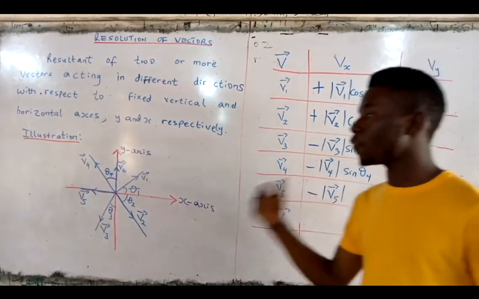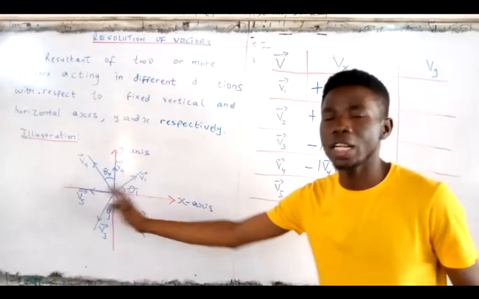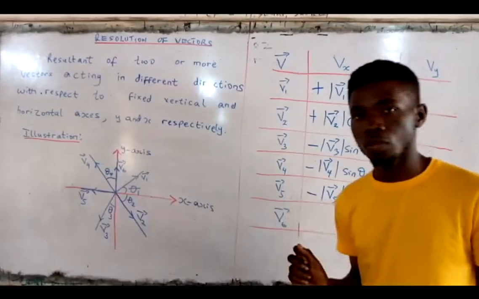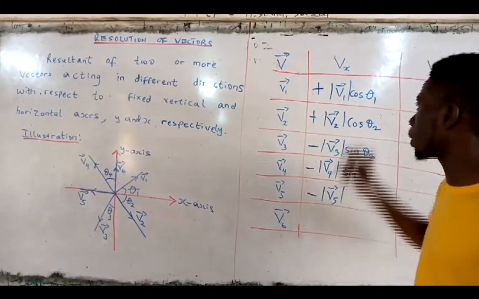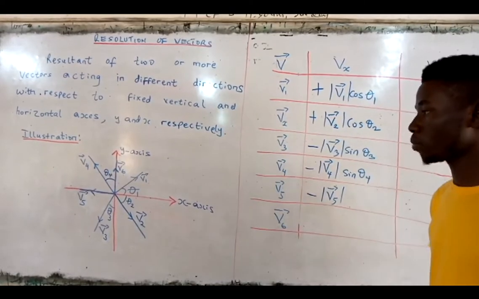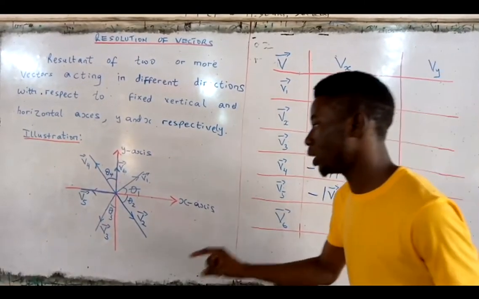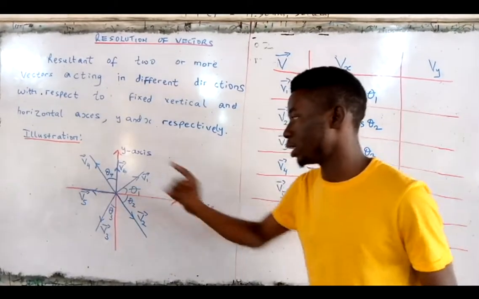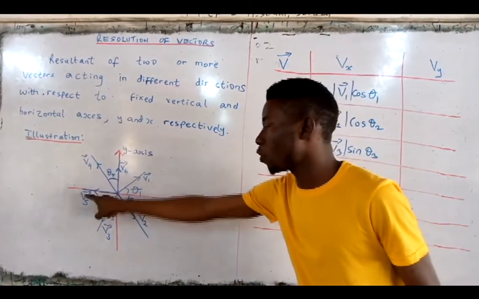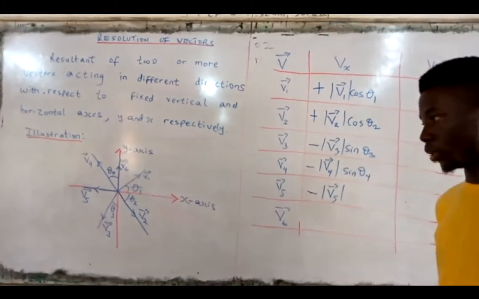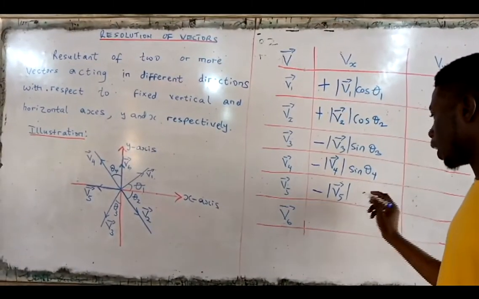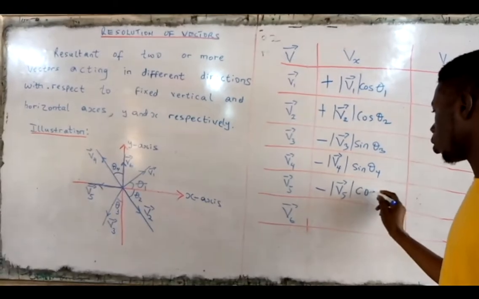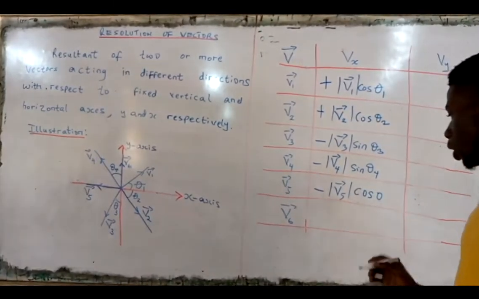Now, because v5 is directly on the x-axis and I'm resolving with respect to the x-axis presently, that implies that the angle between the x-axis and vector v5 is 0 degrees, which implies that I'm going to make use of cos 0 degrees.